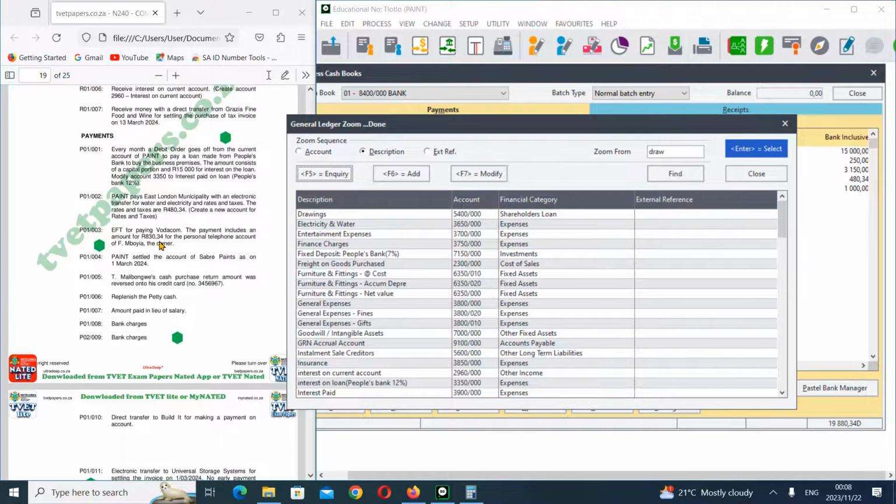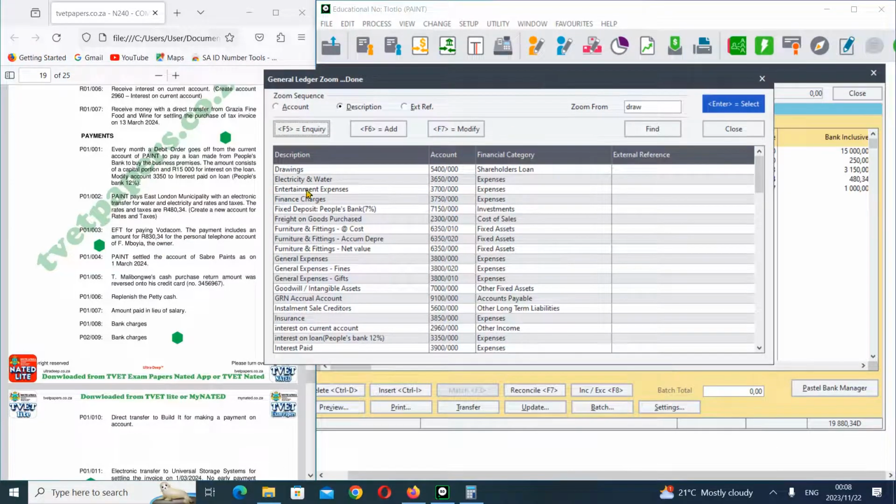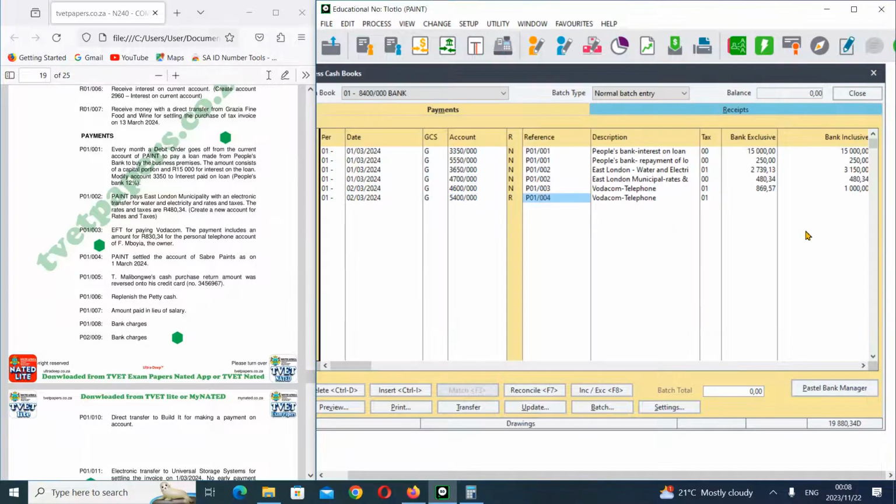Where are we going? We are here. So we are done with this first part. The payment includes an amount of what? Okay, so now we are on this. The payment includes an amount of 340 for the personal telephone account of F Mboyi, the owner. So we're done with that one. Oh yeah, we're on our drawings now. So we're looking for the drawing account. And then don't forget the reference. Since you are still on P3, it needs to stay on P3.